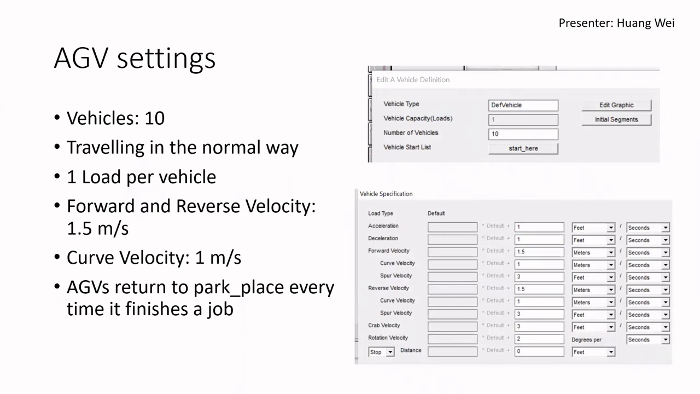As for the AGVs, they are modeled as vehicles. For our model, we have set the vehicle capacity as 10 and 1 load per vehicle. They are traveling in a normal way and have the forward and reverse velocity as 1.5 meters per second. They have a curved velocity of 1 meter per second. The AGVs are set to return to park place every time they finish a job before setting off for another job.